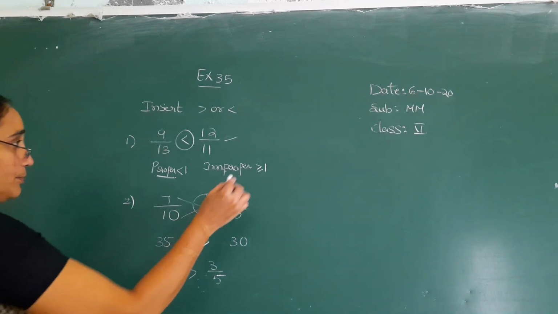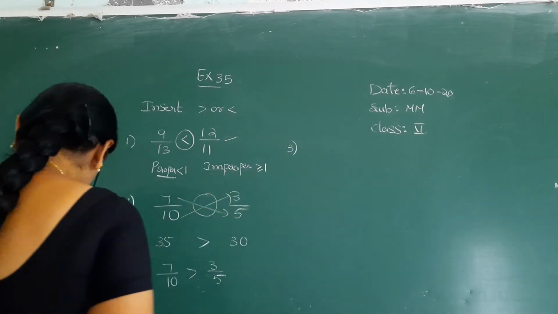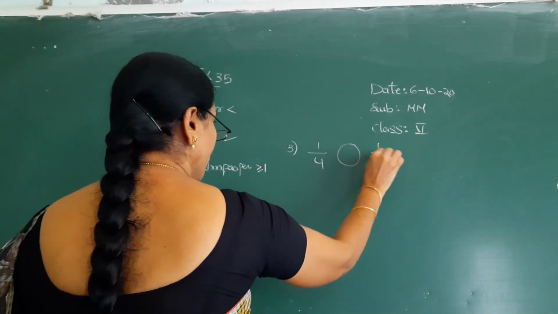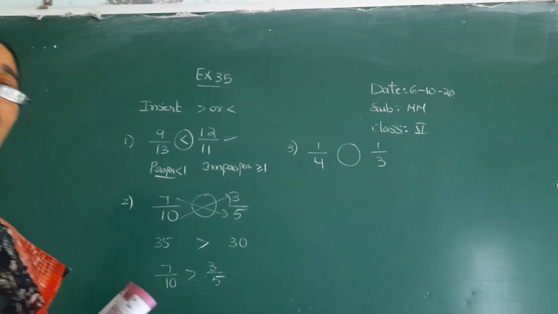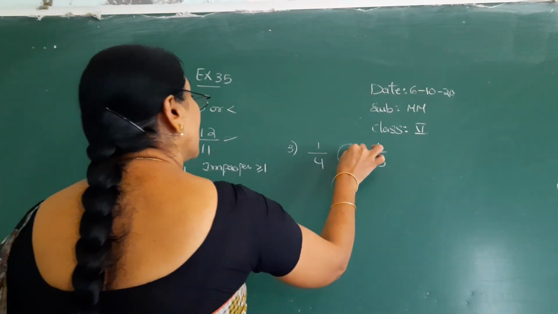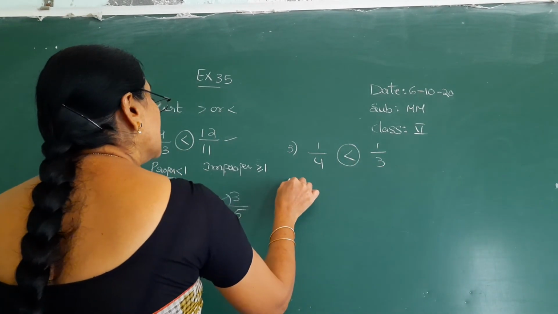See the third problem. 1 by 4, 1 by 3. 1 by 4, 1 by 2. Here observe the numerators are same. Where the denominator is smaller, that fraction is greater. So you have to write this is greater. Okay? See the 4.